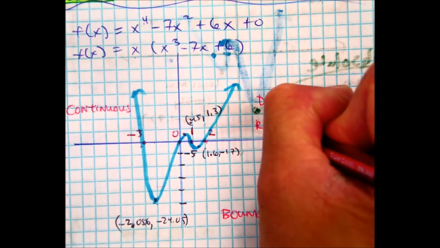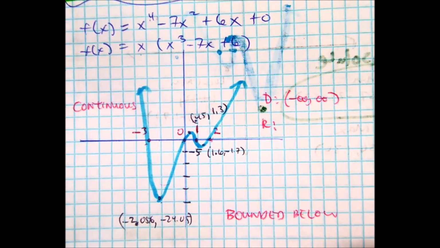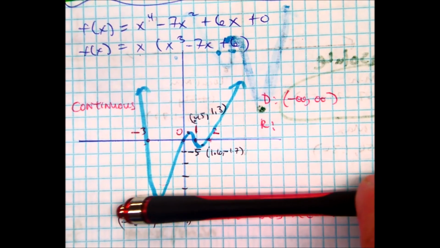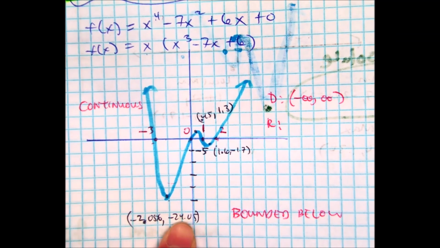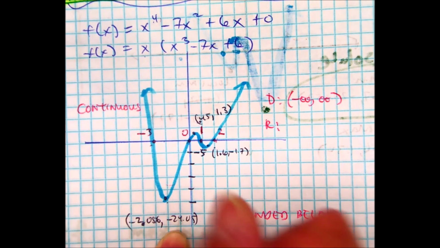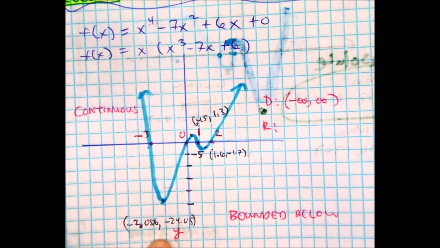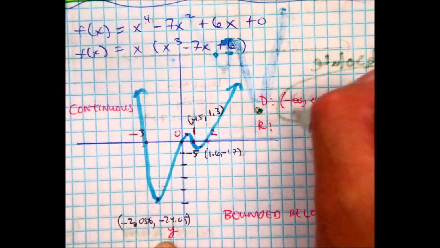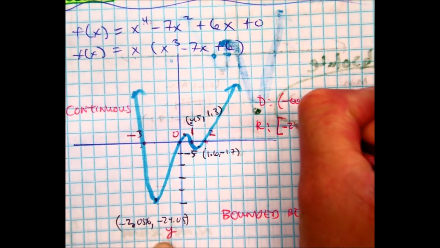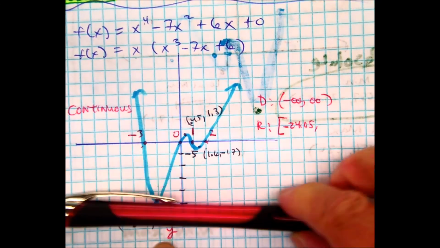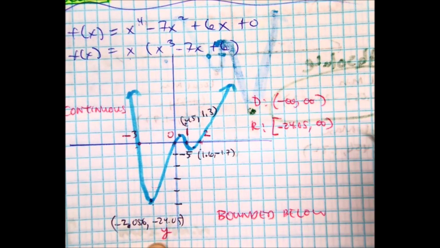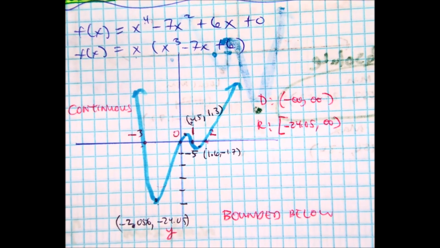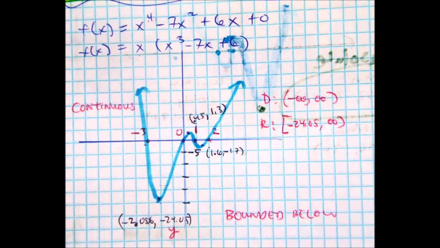How about the range? But where am I starting? The left number or the right number? Remember, the range is talking about the y values. Do you see that? So I'm going to use that number. -24.05 to where? To infinity. We're not going to go through increasing and decreasing.